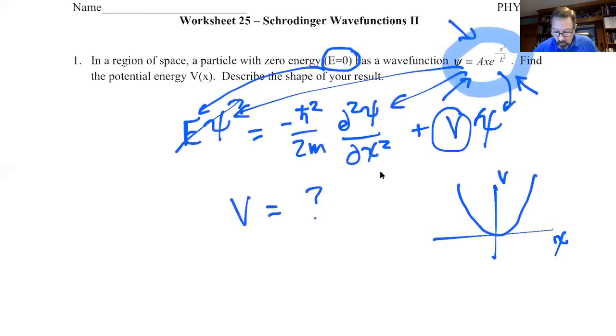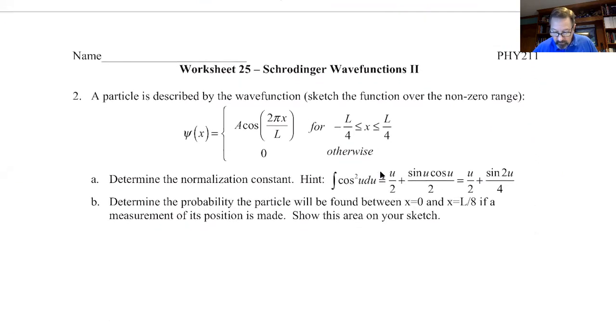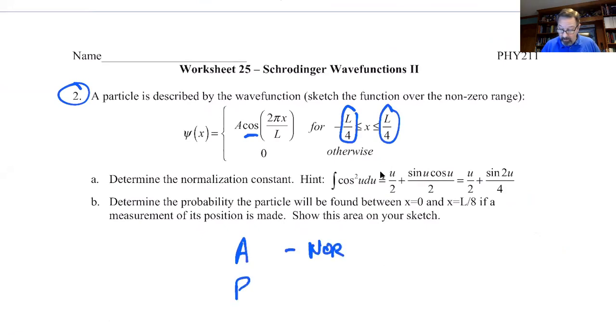Worksheet 25. What I need you to do is this problem right here, number 2 in worksheet 25. Notice it's slightly different from the problem we just did because it's a cosine there instead of a sine. And notice the well isn't 0 to L, it's minus L over 4 to plus L over 4. So it's similar to the problem we have to do. You have to do 2 things. You have to normalize it to find A, and then you have to find the probability that the particle is in that region right there between 0 and L over 4. Those are the 2 questions.